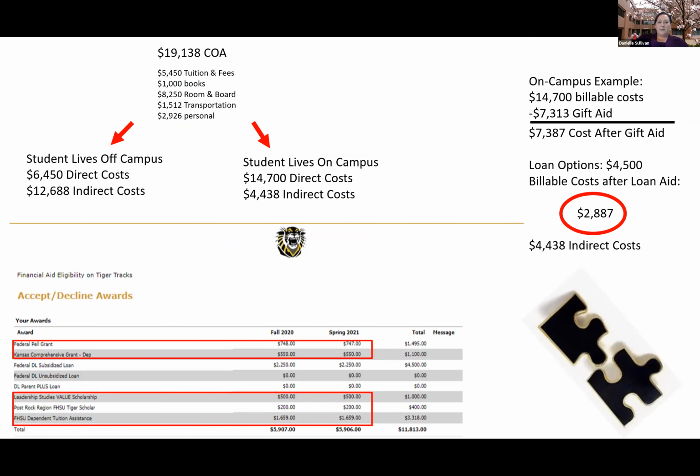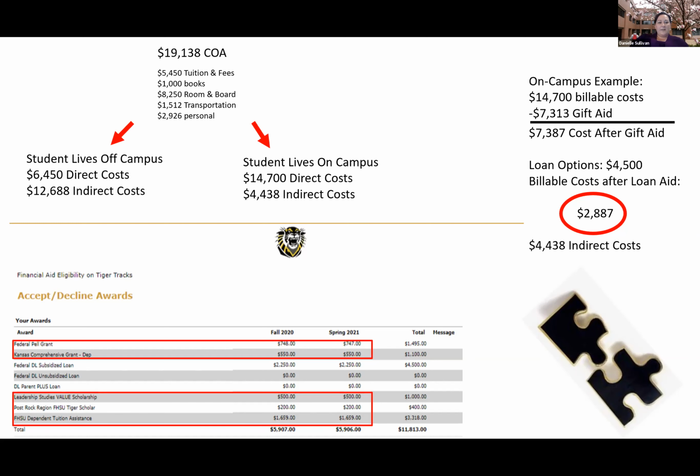So if a student lives off campus, the bill is going to look a lot different than if the student lives on campus. I can tell by this financial aid offer that their parent or guardian works at the university, because you can see Fort Hays State University dependent tuition assistance. So that's another great way to save costs. If you work for an institution and you send your student to that same institution, you might be able to get some tuition assistance. I know Johnson County offers it as well. And I think we just pay your whole tuition. So it can be a really good deal if you send your student to the institution that you work at.